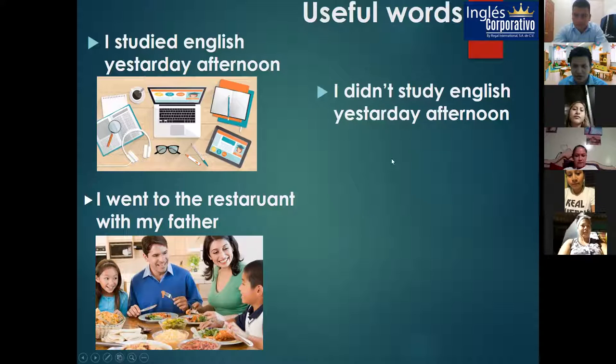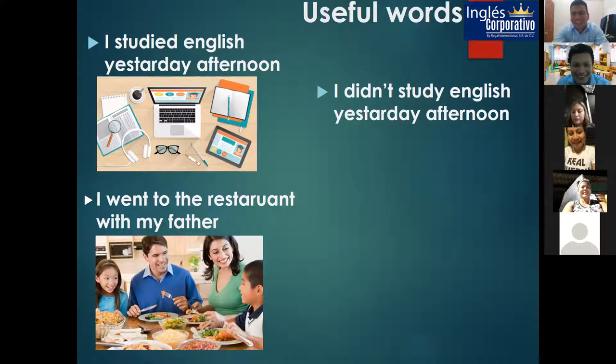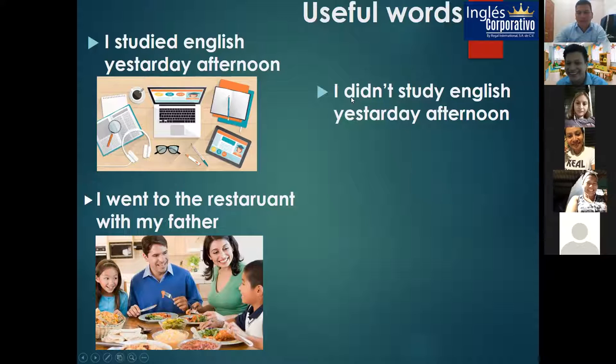Past tense, very good. Okay, students, now we have the negative way of these sentences, right? Tenemos la forma negativa de estas. Okay, continue with this. We have the negative way. Tenemos la forma negativa de estos verbos o de esta forma de hablar en pasado, y veamos a Fabricio, read the negative way of the first one. I didn't study English yesterday afternoon.